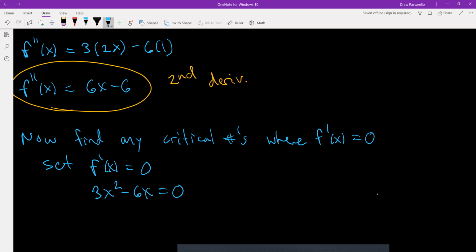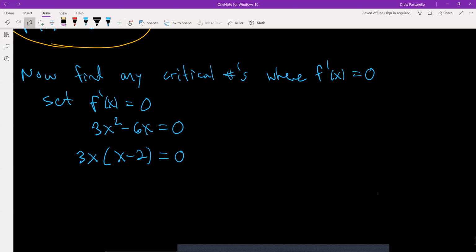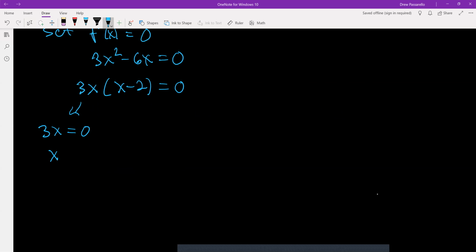All right, so solving for x, I'm going to factor. So I could factor 3x, and that's going to make this become x minus 2. And so I have two cases. Case 1 is 3x equal to 0. And you divide both sides by 3, and you get x being 0. And in the second case, you have x minus 2. You add 2 to both sides, and you get x being 2. So I have two critical numbers, and they're 0 and 2.